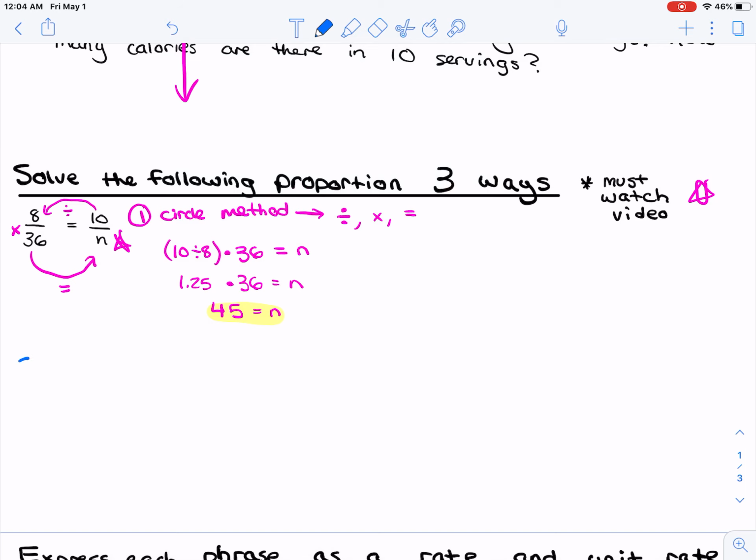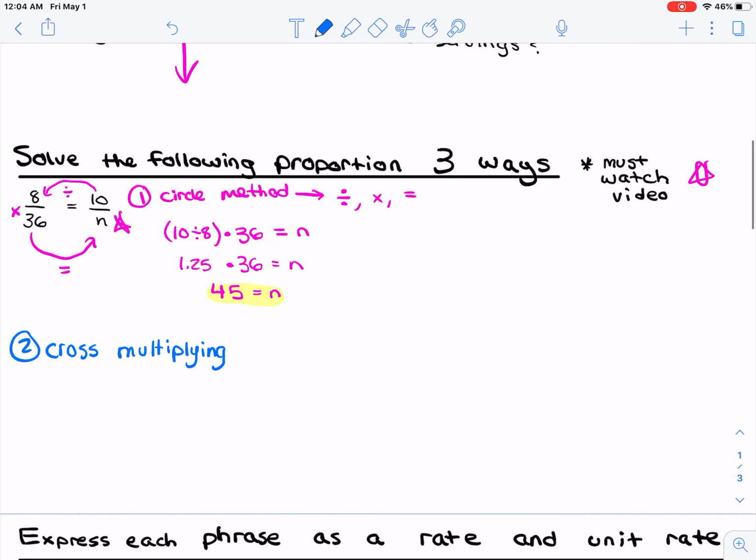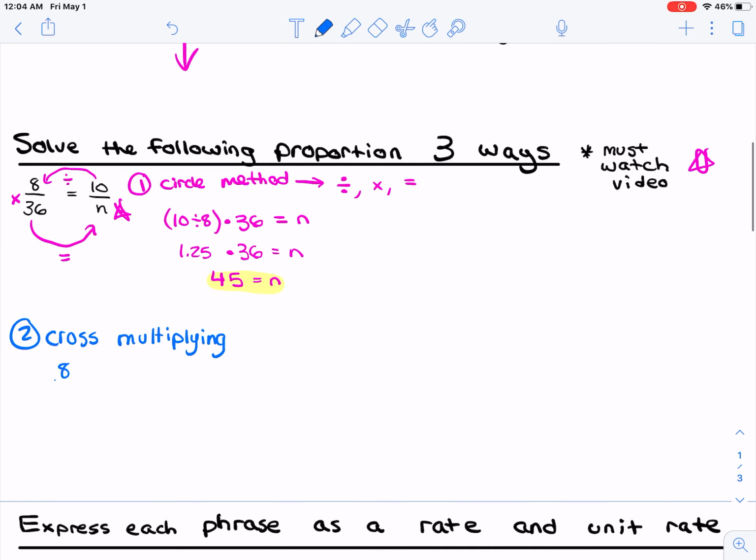Now, another method we could do, and we did learn about, and some of you chose to use it, is cross multiplying. Okay. Now, cross multiplying is probably the best way to go. I personally think you're going to use it a lot more later in high school, so it's good to get in the habit of using this now. But again, if you like that circle method, I'm fine with you using it.